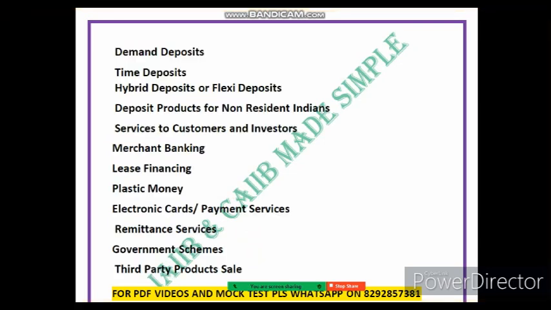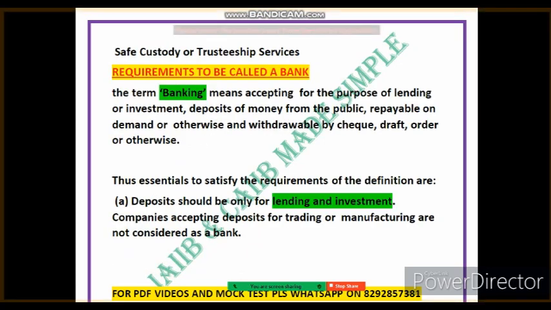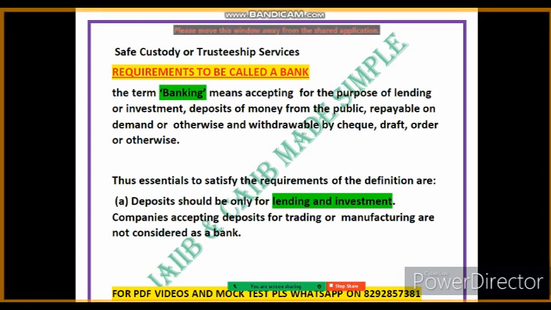So let's begin with the first topic, the requirement to be called a bank. What are the requirements under which we call a bank a bank? That is what we are going to study right now. So friends, it has been explained that accepting for the purpose of lending. So you know what is a bank?